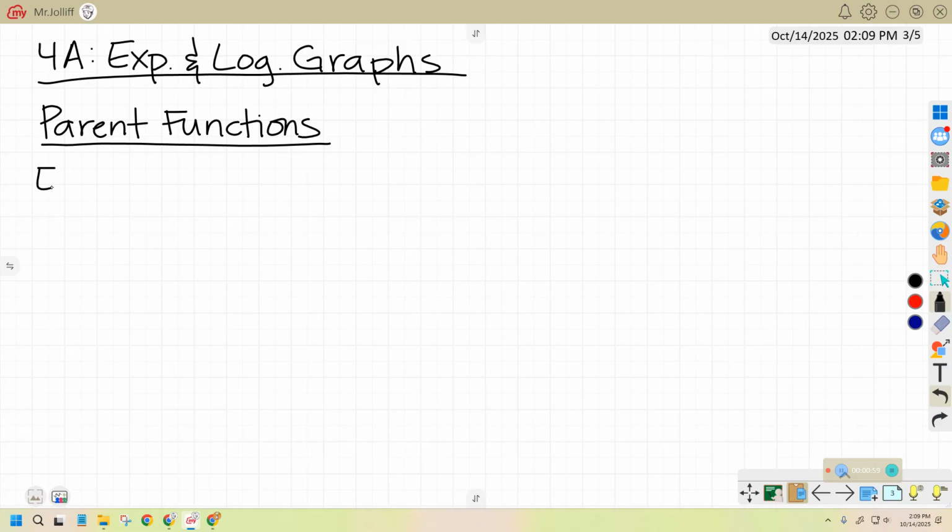So we have exponential and we have logarithmic.